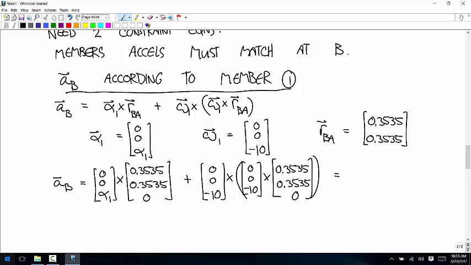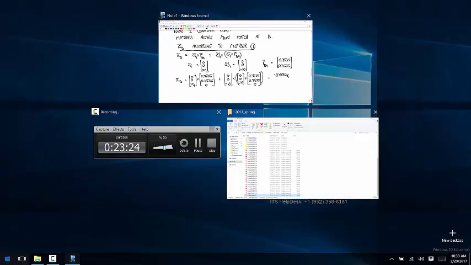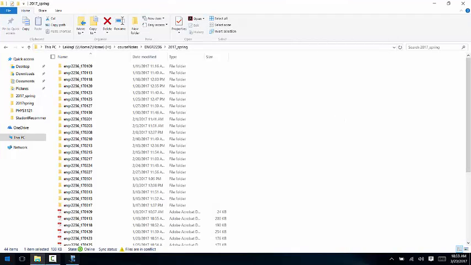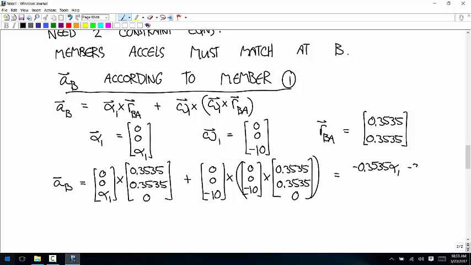And that gives negative 0.3535 alpha 1 minus 35.35. And then for the y component, positive 0.3535 alpha 1 minus 35.35.